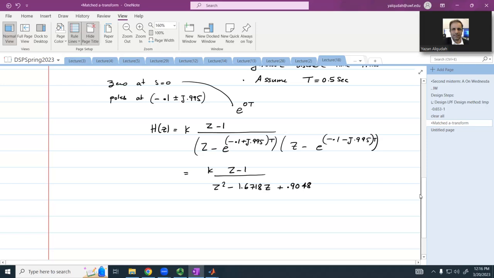Okay, we'll run the MATLAB that shows the matched Z transform in the next class.